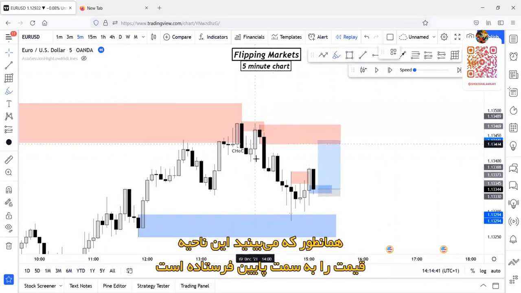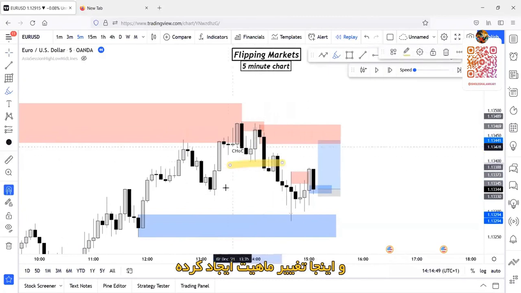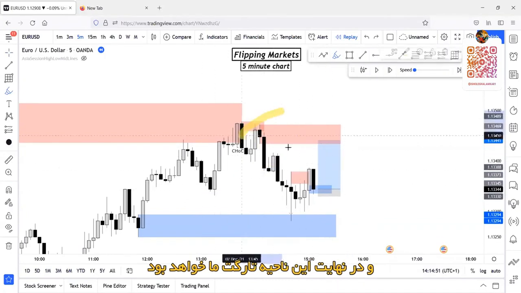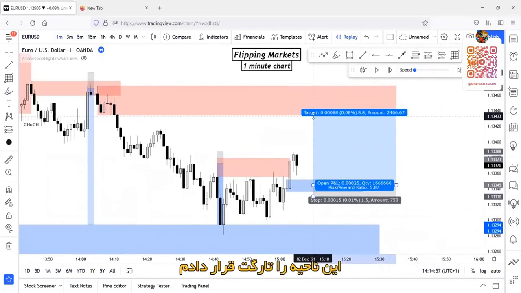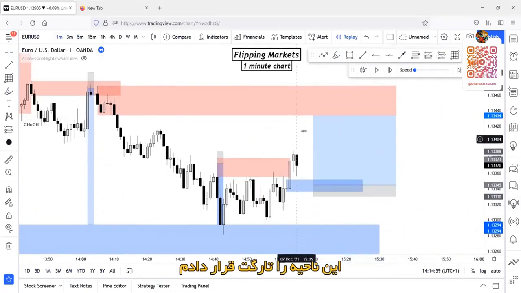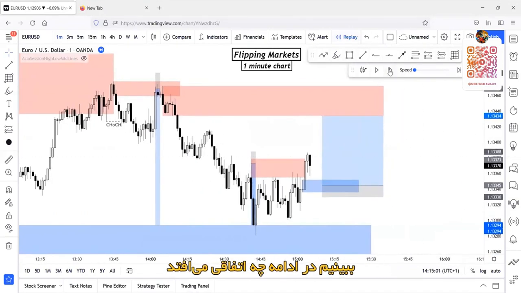As you can see, here came the impulse movement to the downside and pushed the price to the downside and change character here and here. So this will be our overall target. Let's switch back to the 1-minute. So yeah, just target this zone. Let's see what happens next.